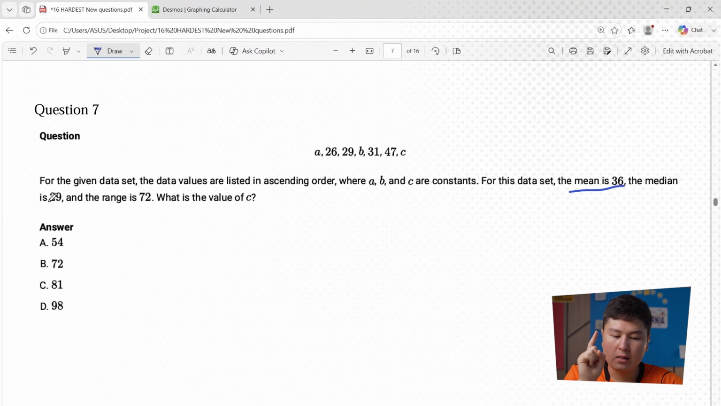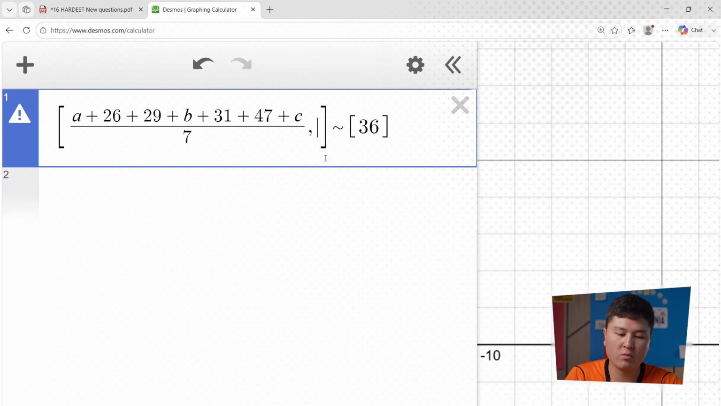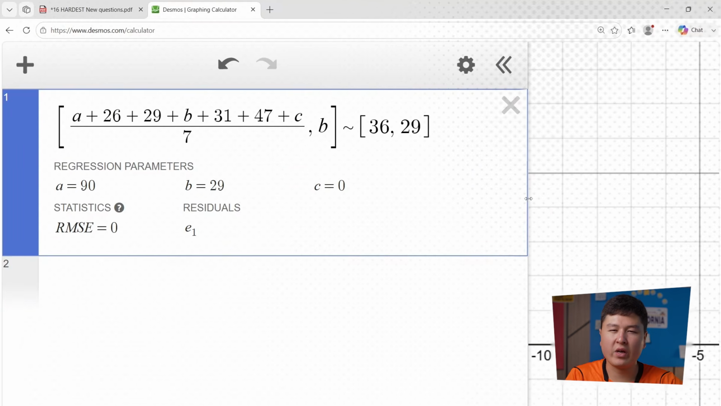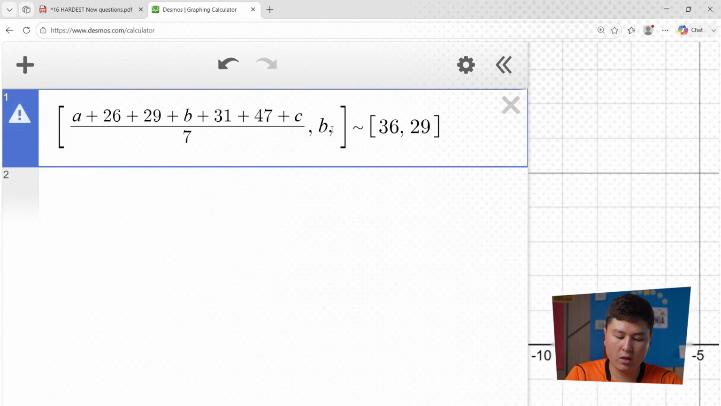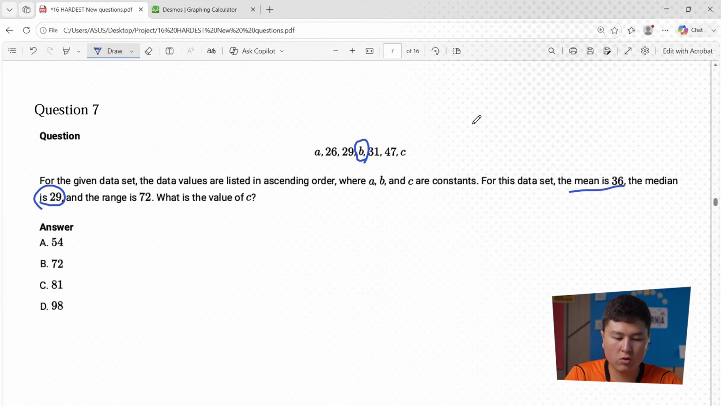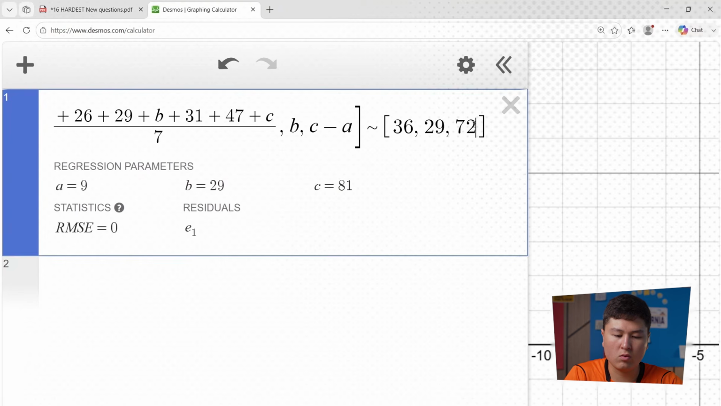And after, guys, you can just find one thing. Since it's saying that the median is 29, we know that the median is the data in the middle, and here we just have B in the middle. So the value of B is 29. And after, you are given the range. We know that range is the maximum minus minimum. So I'm just going to write the maximum value here is C, the minimum value is A, which equals the range, 72. That's all.